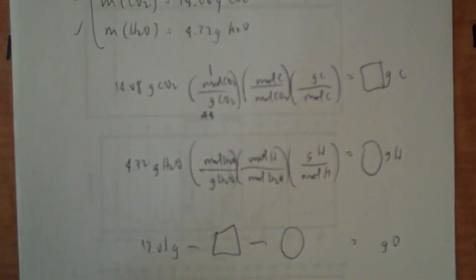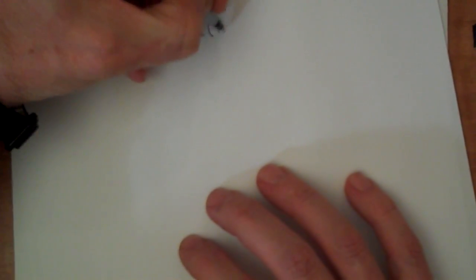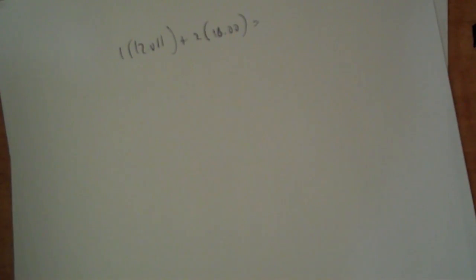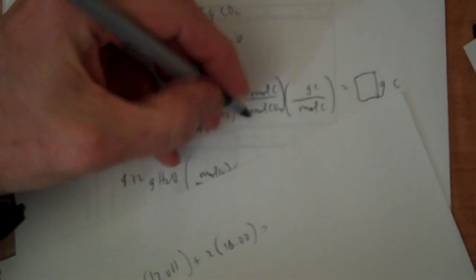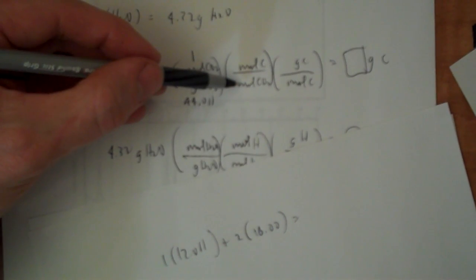Carbon dioxide, it's going to be 12.011 times 1 plus 2 times 16.00. Okay, so let's figure out what that is. 12.011, enter. 44.011. Okay? Now how many moles of carbon for every mole of carbon dioxide?